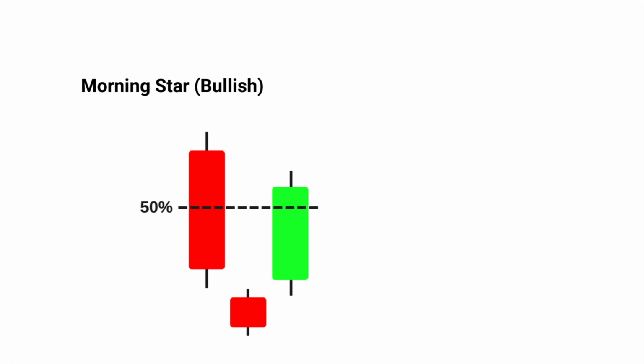So the morning star is obviously the bullish. It's the opposite of it. You're going to have a long bearish candle, followed by the gap, small either bullish or bearish candle, and then you're going to have the bullish candle on the inside. So just a reversal of the bearish candle.